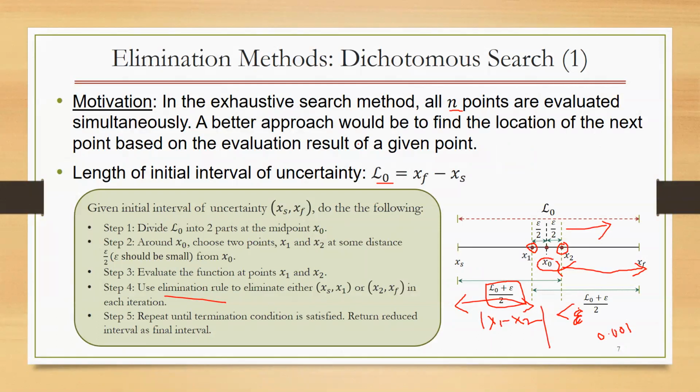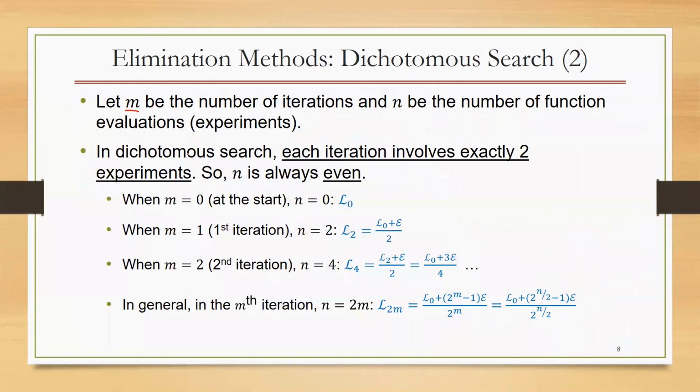Before you start, initially, you have 0 iterations. In the first iteration, you have 2 evaluations, because you find 2 points. In the second iteration, again, you find 2 points in the reduced interval, and so forth. So n, which is the number of function evaluations or experiments, as I mentioned earlier, is always even, right?